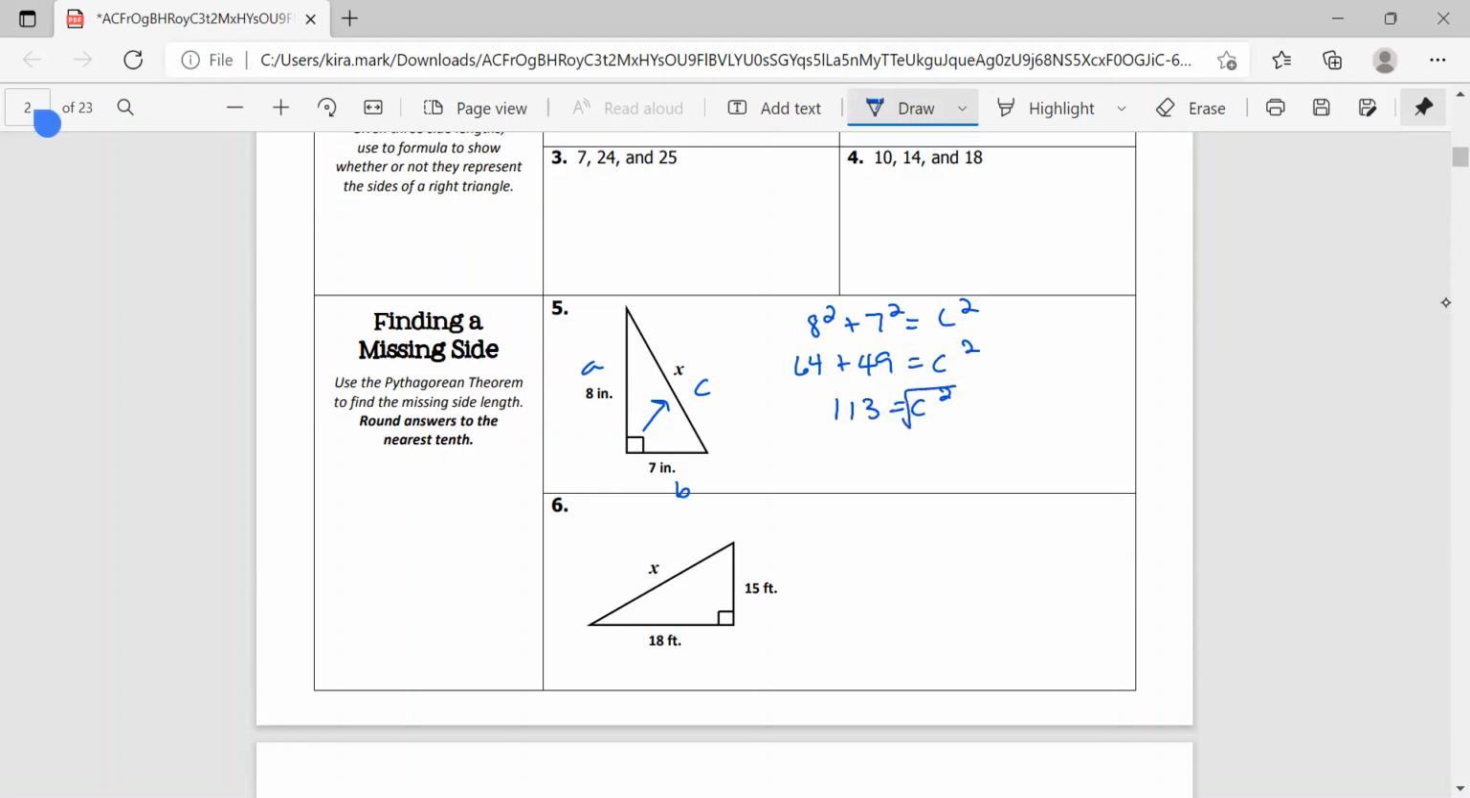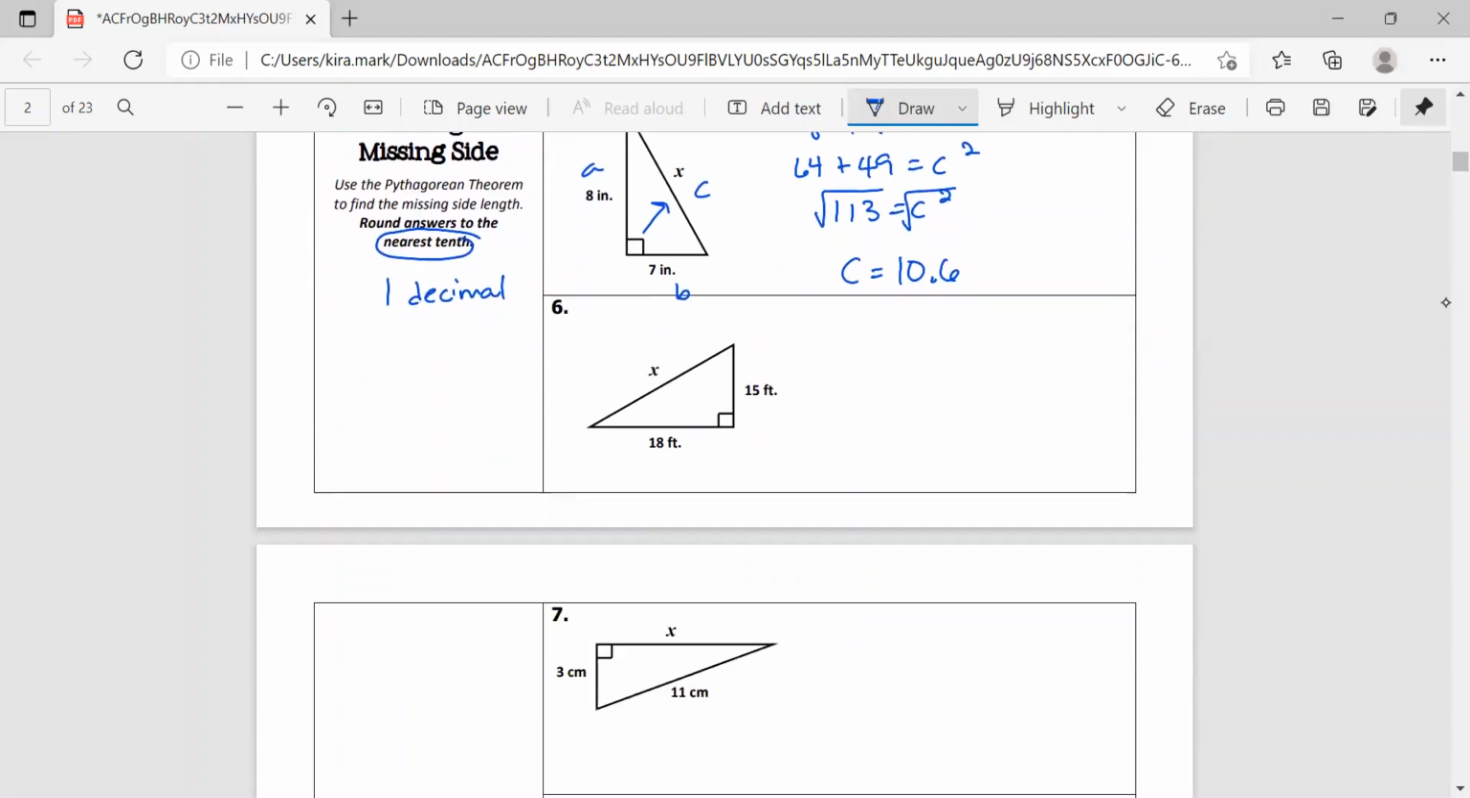And then square root. I'm checking how it wants me to write it. It wants me to write it to the nearest tenth. That's 1 decimal. So in my calculator, square root of 113, I get 10.63. So that's going to be 10.6. You would do the same thing for number 6.